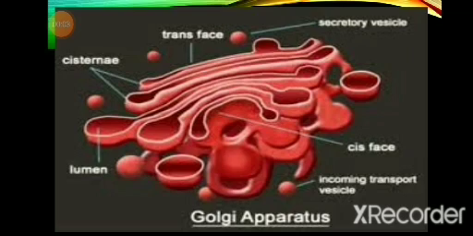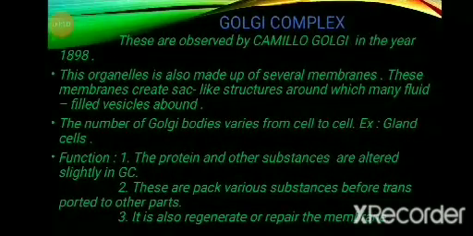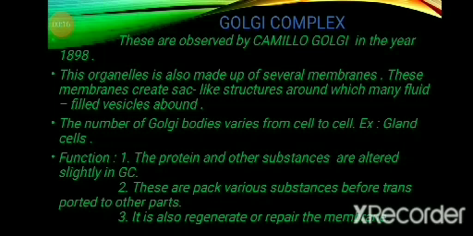Can you see it, students? This is Golgi apparatus, Golgi complex. These were observed by Camillo Golgi in the year 1898. This organelle is also made up of several membranes. These membranes create sac-like structures around which many fluid-filled vesicles abound. The number of Golgi bodies varies from cell to cell, for example, in gland cells.